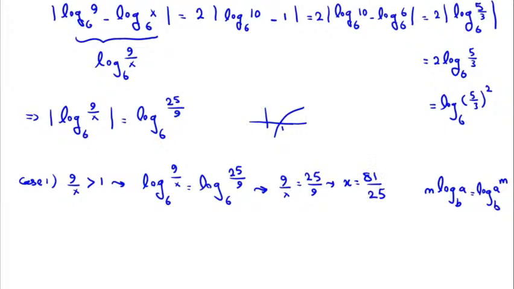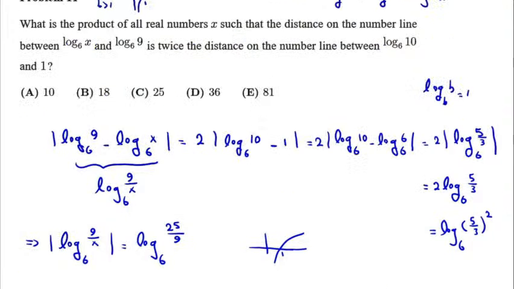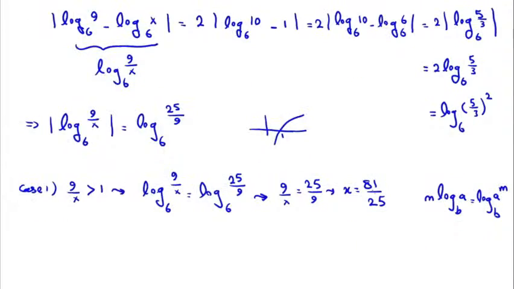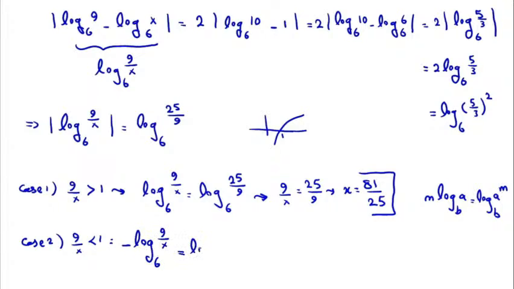Now, let's see the problem once. What the problem says is, what is the product? So one answer is this, and you can check that for 81 over 25, 9 over x is greater than 1. So one answer is this. Case 2, 9 over x is less than 1. So the left side will be negative. So negative log 6 of 9 over x equals log 6 of 25 over 9. Now, by using this rule, here m is negative 1.